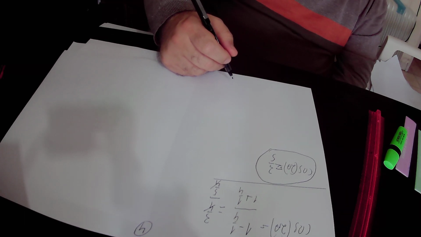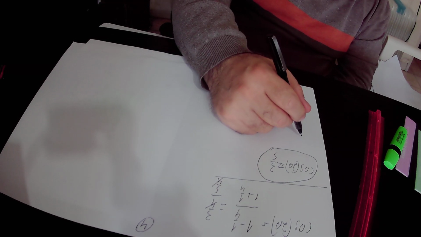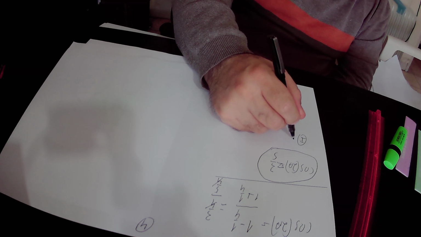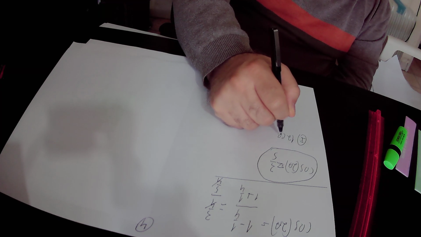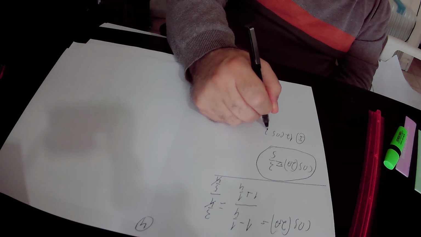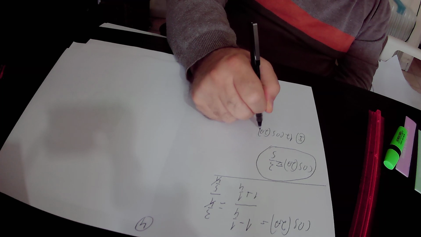According to equation number 1, we found out that 12 times cosine 2 theta equals x.